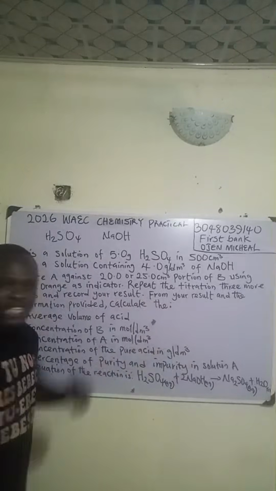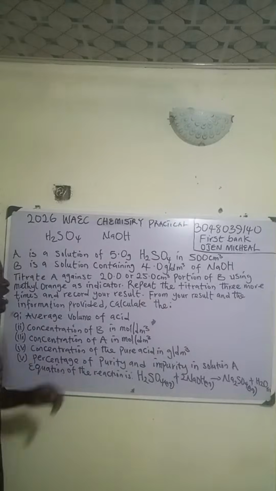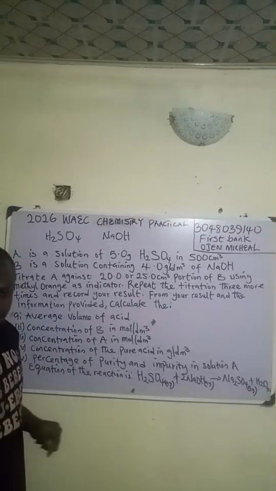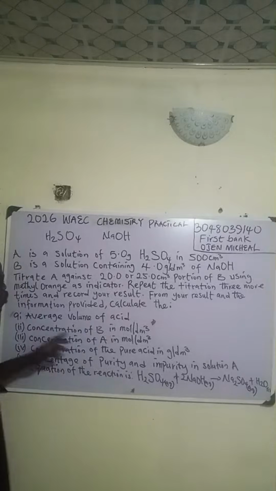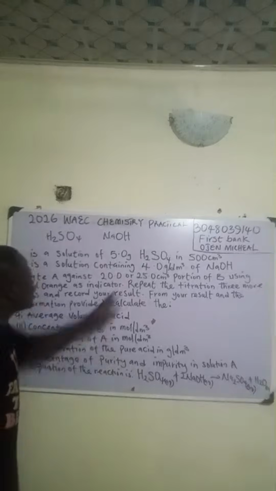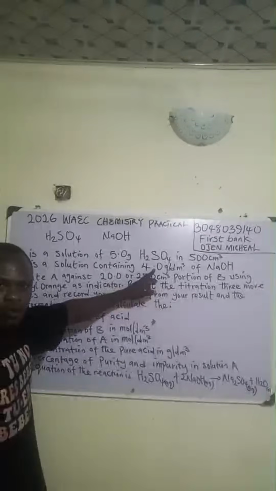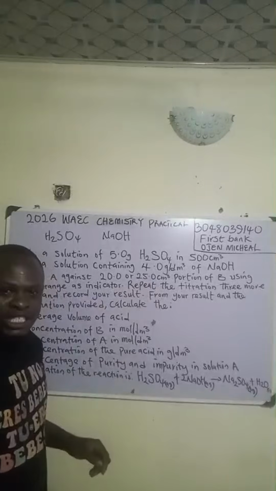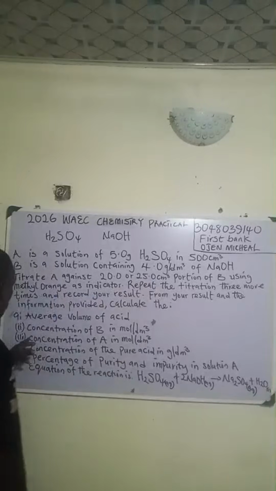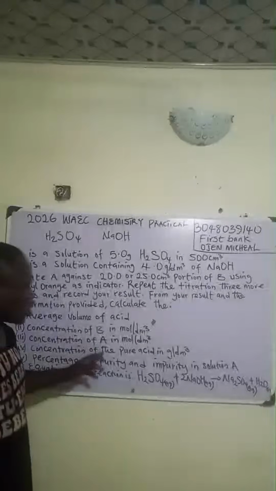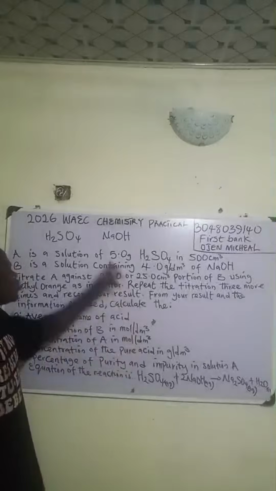From your results, you are now asked to calculate: 1, the average volume of acid; 2, the concentration of base in moles per dm cubed. Look, the base is given in grams per dm cubed, and you are now asked to calculate it in moles per dm cubed. And the third one, you are asked to calculate the concentration of A in moles per dm cubed.